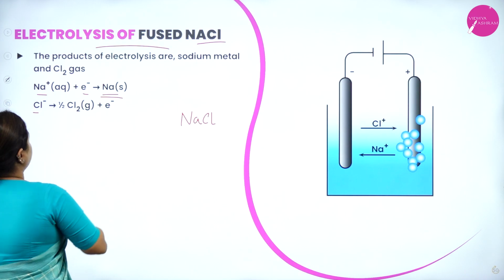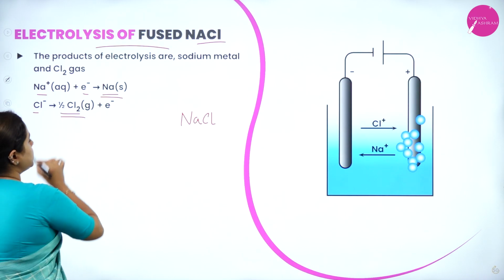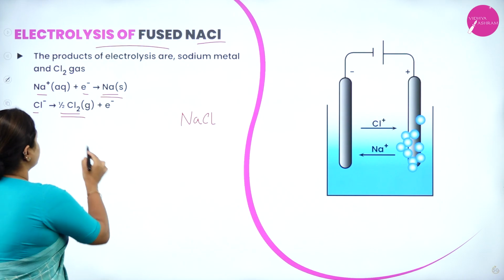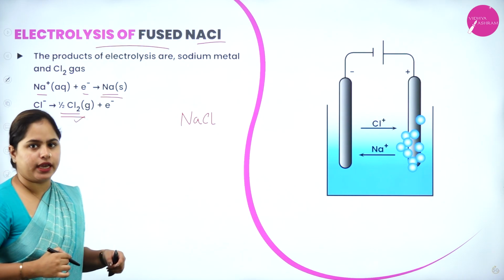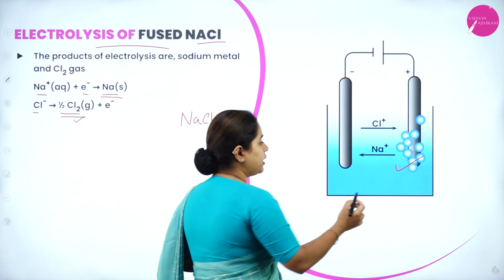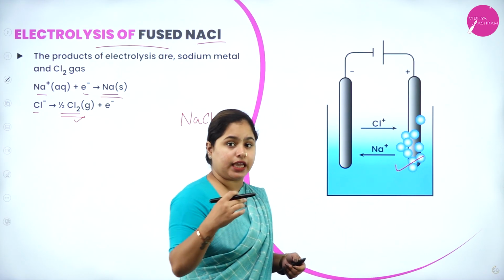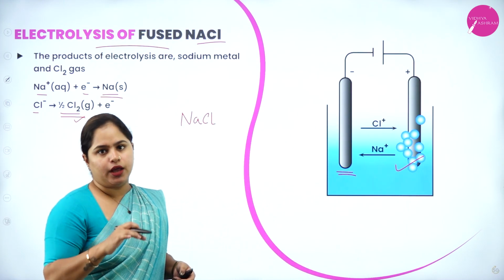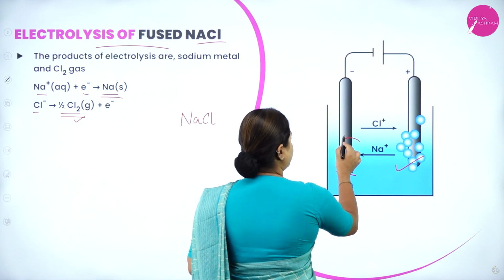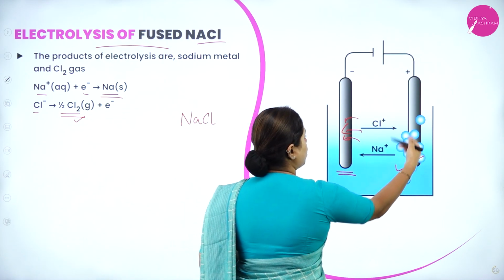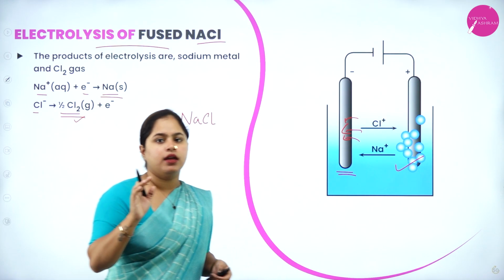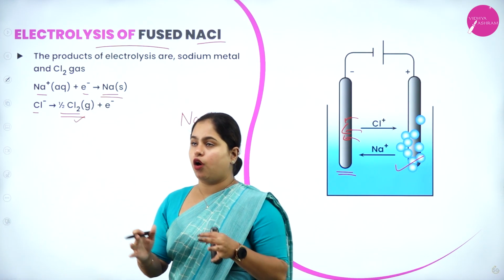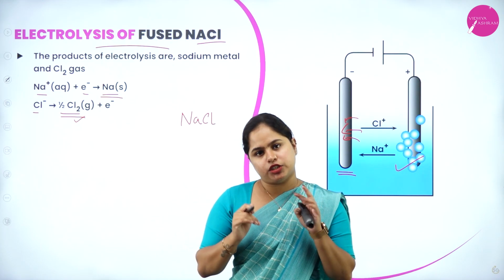and Cl- ions are going to oxidize to Cl2. That is, by the removal of electrons, it is going to liberate chlorine gas. So chlorine gas is going to get liberated at the cathode and sodium metal is deposited at the anode. So you will be able to see sodium deposited on the anode and chlorine gas liberated at the cathode. You have to remember the products of electrolysis of fused sodium chloride are just two.